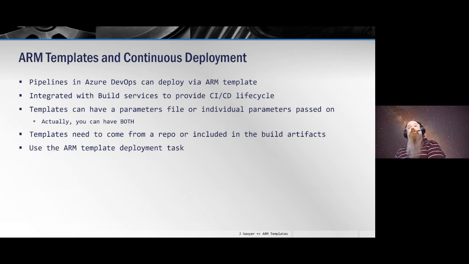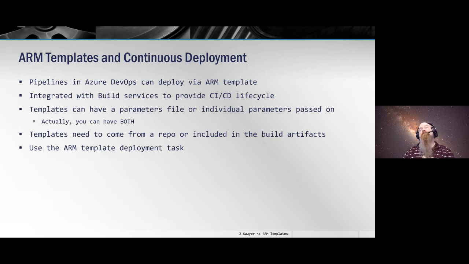every time I deploy it. So that I will override when I actually run the template, but everything else will come from that parameters file. Now, the templates themselves, if you're going to run them, they need to either come from a repo, which is what I typically recommend, or they need to be included in the build artifacts. So if they're included in the build artifacts, you have to make sure as part of your build cycle, you copy them over and you know where they are.